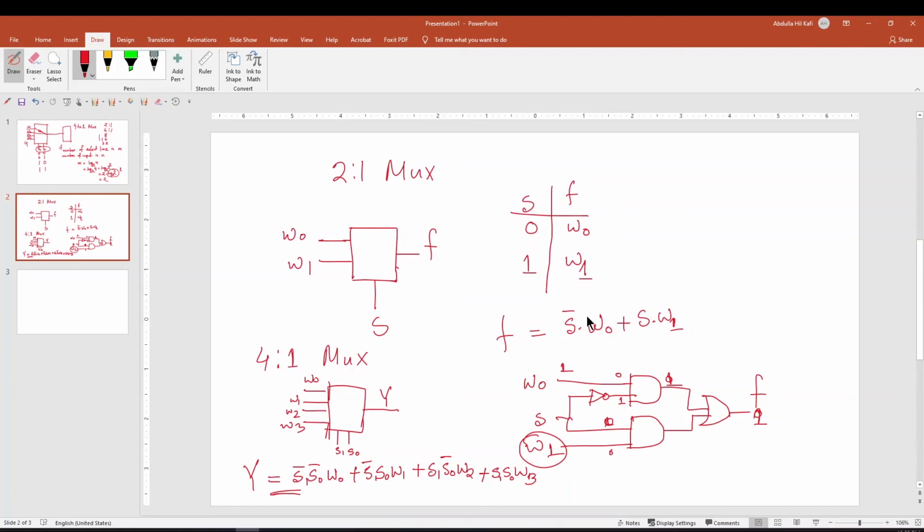So these are the basics of 2 to 1 mux and 4 to 1 mux, and how they are developed using just combinational circuits like AND gates and OR gates.